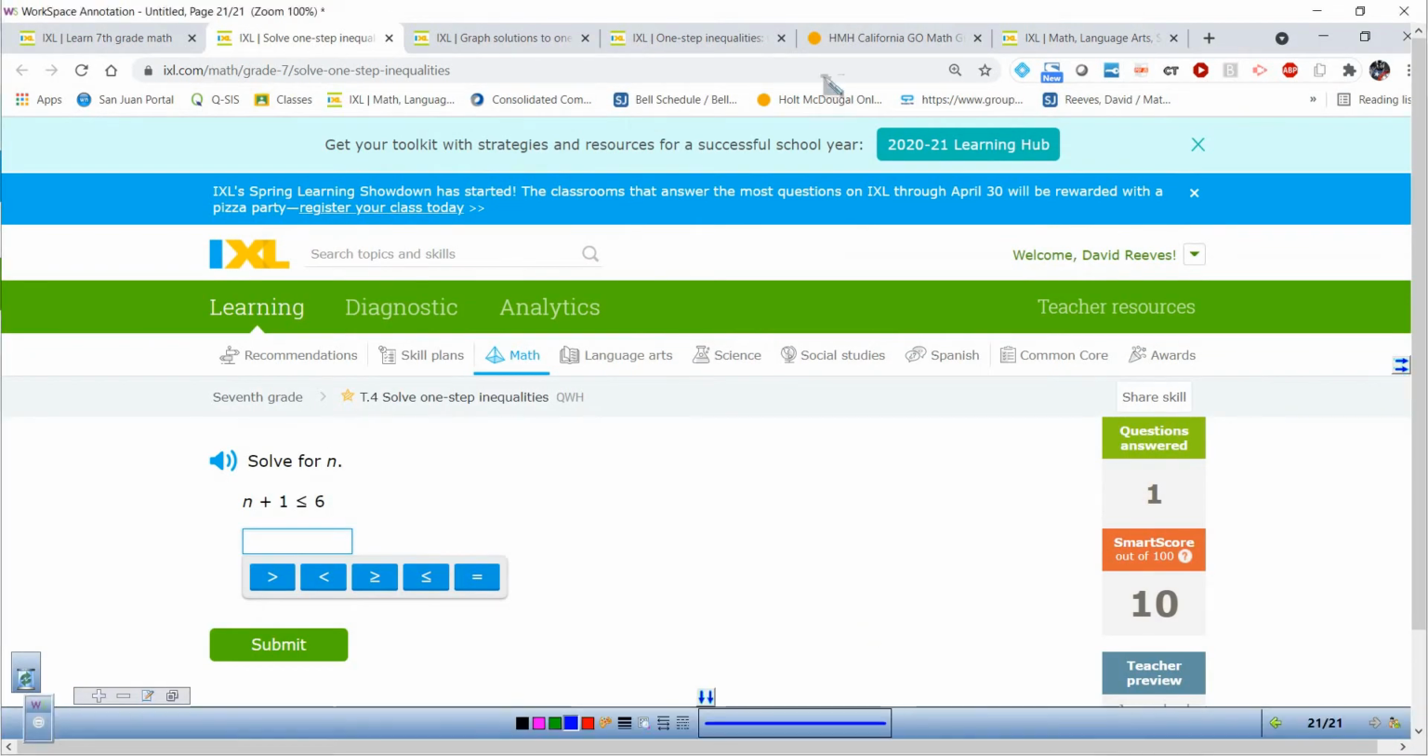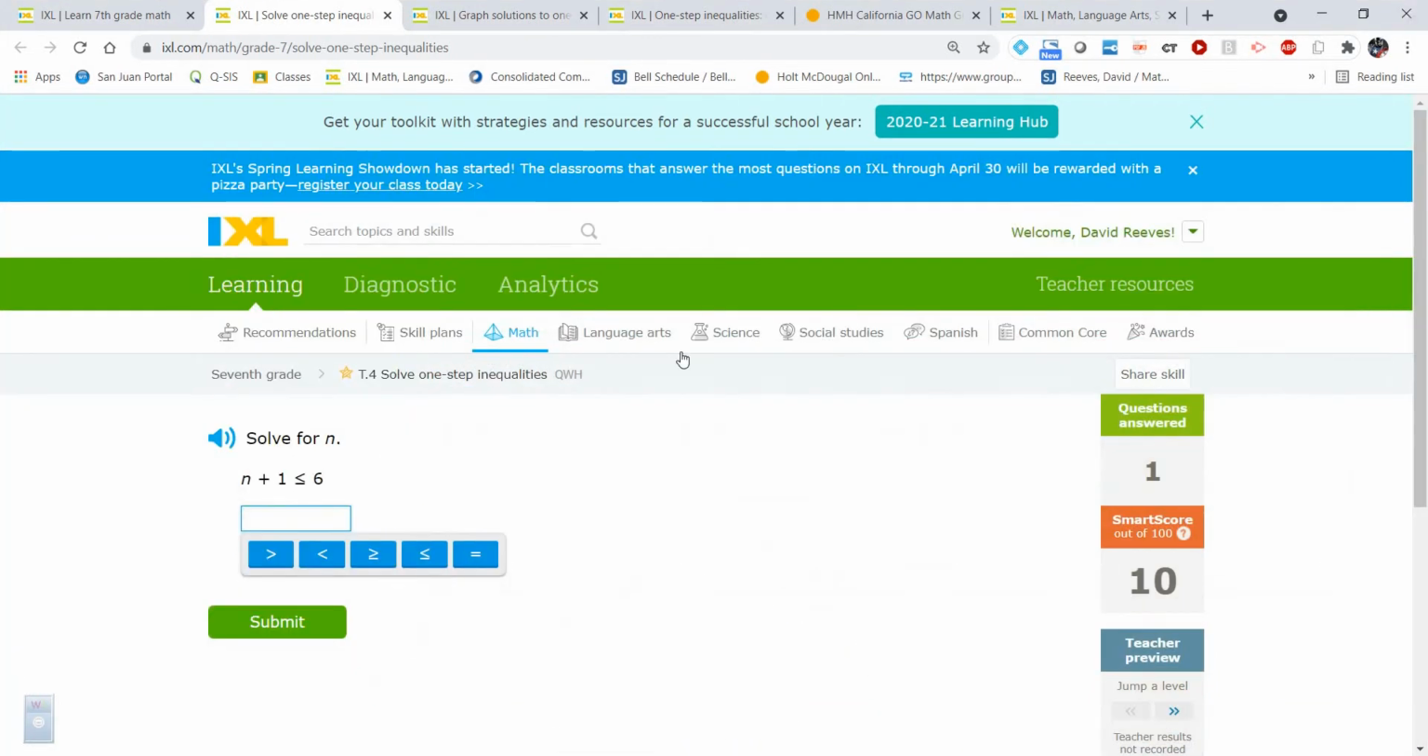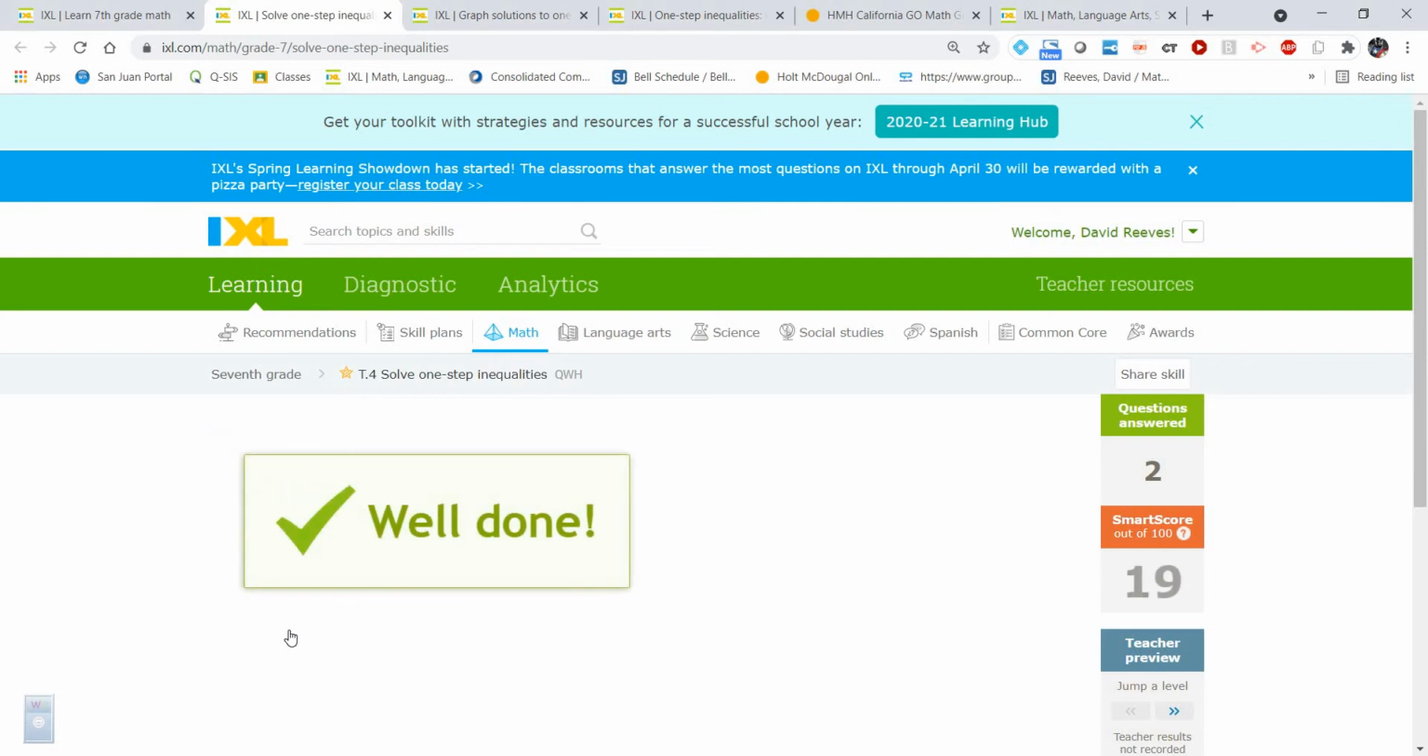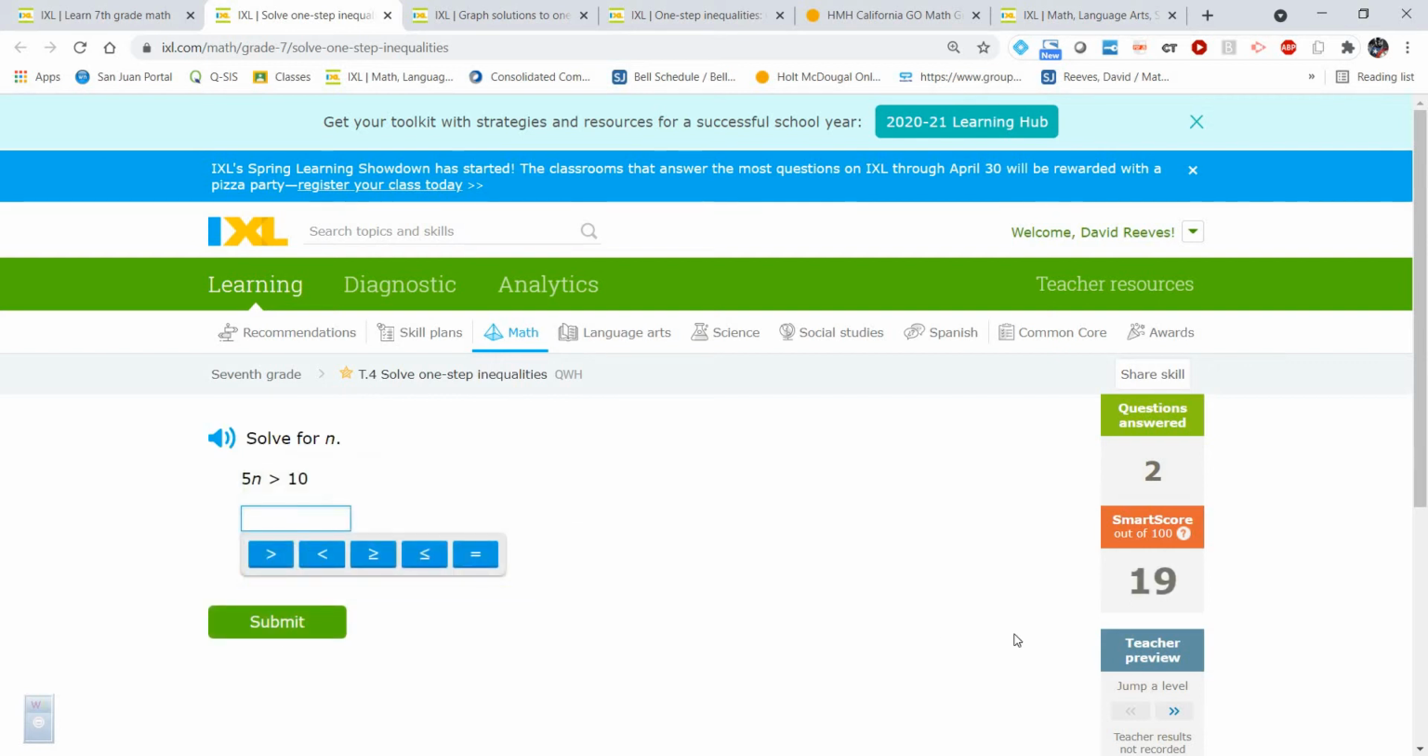The next problem we've got is n plus 1 is less than or equal to 6. Again, the inverse of adding 1 is subtracting 1. I'm going to do that to both sides, and I'm going to get n is less than or equal to 5. Remember, if they add, we subtract. If they multiply, we divide, and vice versa. Of course, let's jump up to the next level.